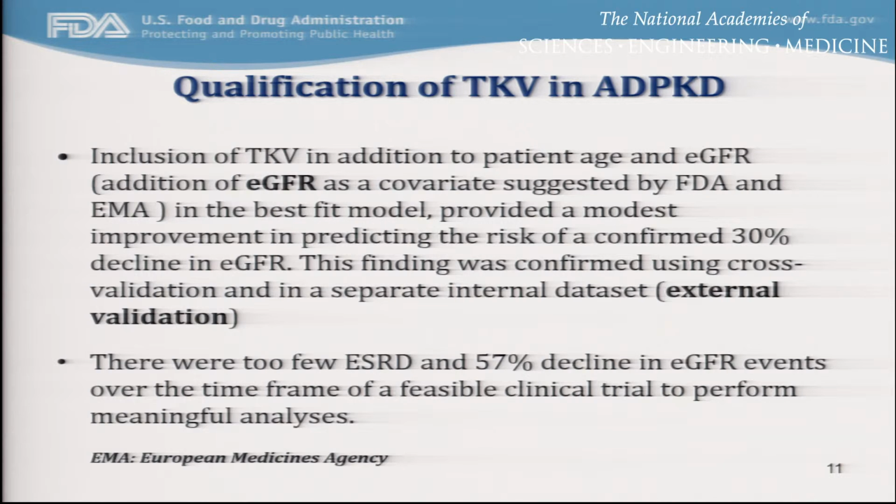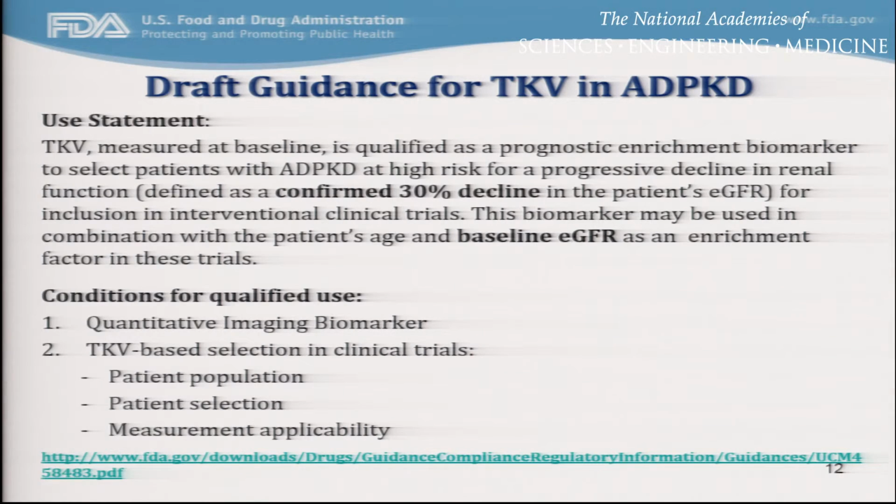Inclusion of total kidney volume, in addition to patient age and eGFR, in the best fit model provided a modest improvement in predicting the risk of confirmed 30% decline in eGFR. An external validation was also conducted by our reviewers using a separate internal data set to verify the model. Though we were not qualifying the model, we were qualifying the biomarker. It was important to make sure the biomarker was working as the model predicted. There were too few ESRD and 57% decline in eGFR events for meaningful analysis.